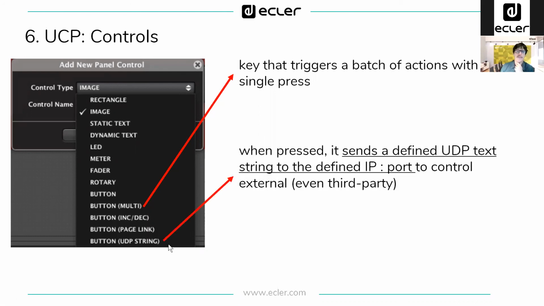And here, UDP string. This is quite interesting, and we will cover this tomorrow as well. It sends a defined UDP text string to a defined IP and port to control external devices, like not only Ecler devices, but also whatever accepts a UDP or TCP string.